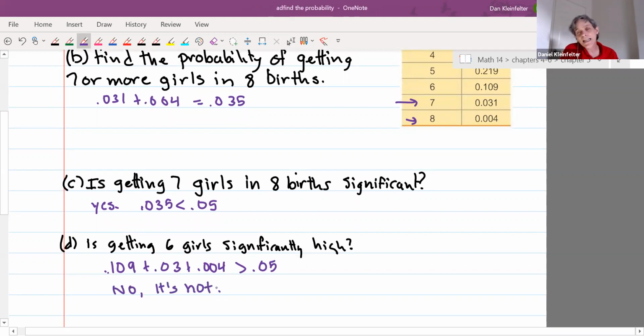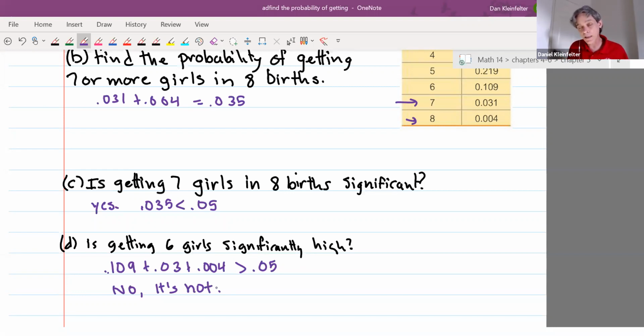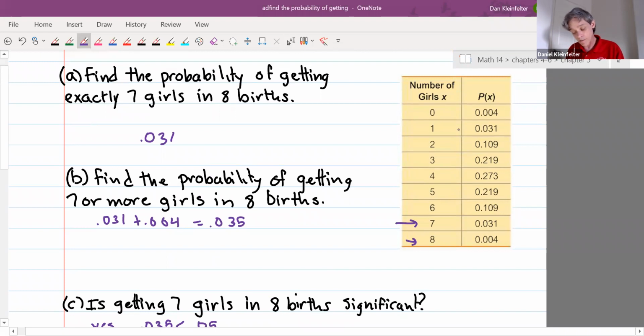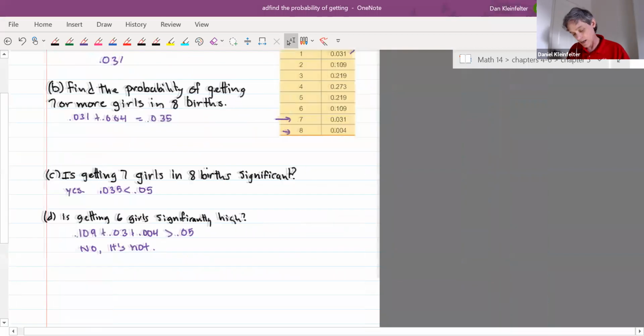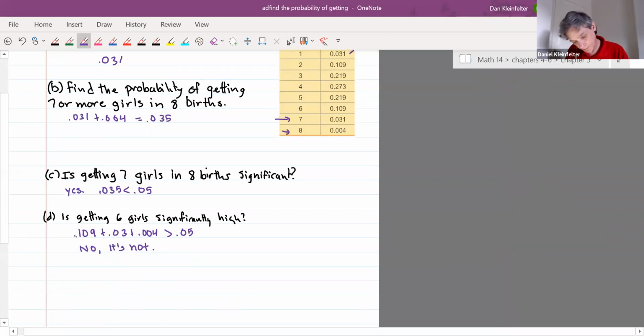Because it doesn't happen that rarely. The chance of getting 6 or more girls is about 15%. And our criterion for significantly high or significantly low is that the probability has to be less than 5% chance. We could say the chance of getting 1 girl is significantly low because 1 or 0 has a probability of less than 0.05. In fact, let's go ahead and add that.